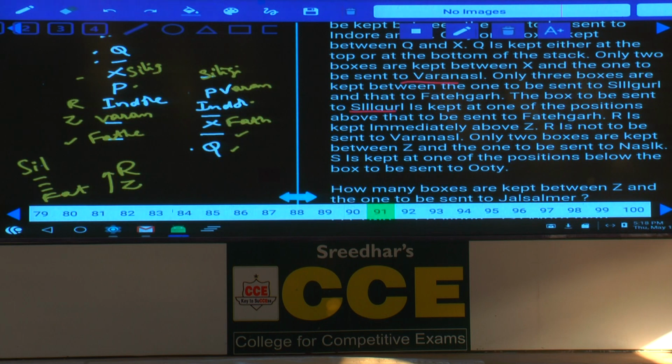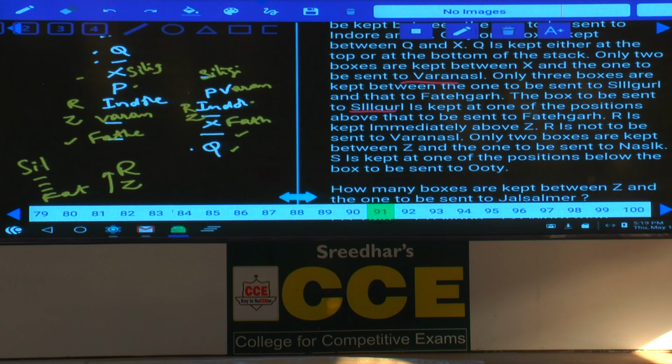Now in this one, R and Z. Tell me where can this R and Z be? Now R is Indore, isn't it? R is Indore, and this will be Z. R and Z. And next one, R is kept immediately above Z. R is not to be sent to Varanasi.